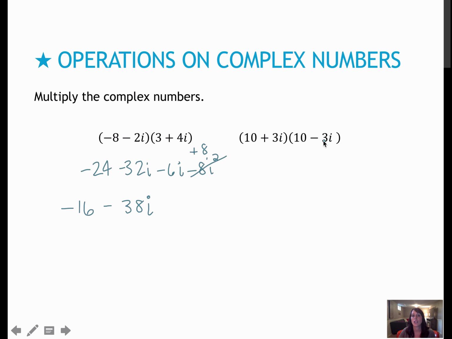And then over here, I'm going to FOIL, and if you'll notice, these are conjugates. So I know that those two middle terms will end up canceling out. So I'm going to get plus 30i minus 30i. Oops, wrong order, but you get the idea. And then minus 9i squared, which of course will turn into plus 9, which leaves me with an answer of 109.